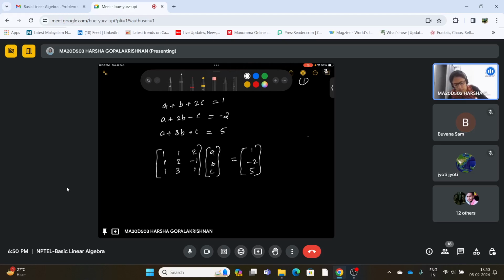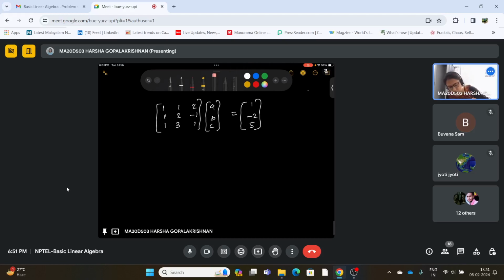Now, how will we find whether the solution a, b, c exists or not? We will find the augmented matrix and consider its rank. We have three conditions: it has a solution, no solution, or a unique solution. Let us see. Here the augmented matrix is 1 1 2 1, 1 2 minus 1 minus 2, 1 3 1 5.